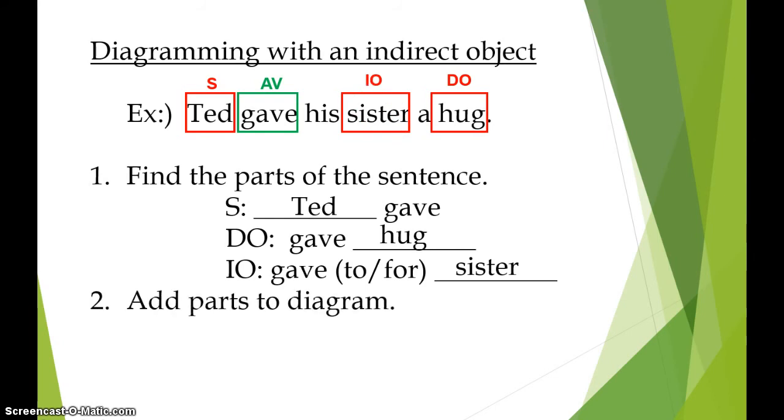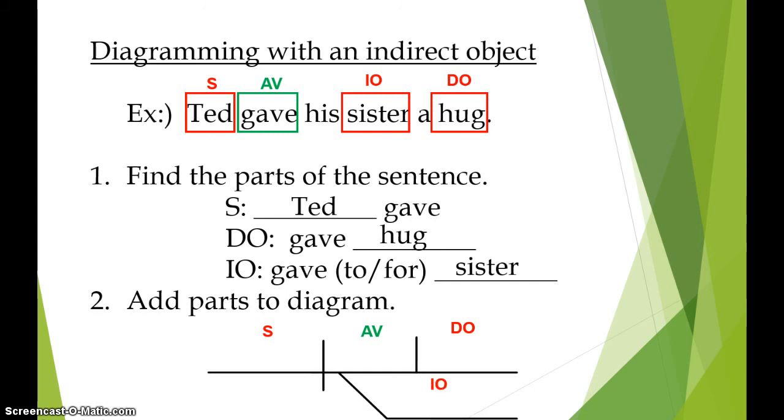Now we're going to add parts to the diagram. We're going to start with our horizontal line as always and our vertical subject predicate division. Now we're going to add our direct object to the end like we did before, but our indirect object is going to indirectly dangle from the action verb. Now all we do is fill in our parts of the diagram that match with what we've identified in our sentence. The action verb we said was gave, the subject we said was Ted, the direct object hug, and the indirect object is sister.